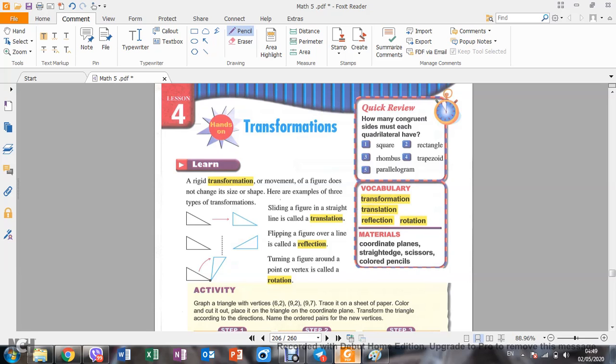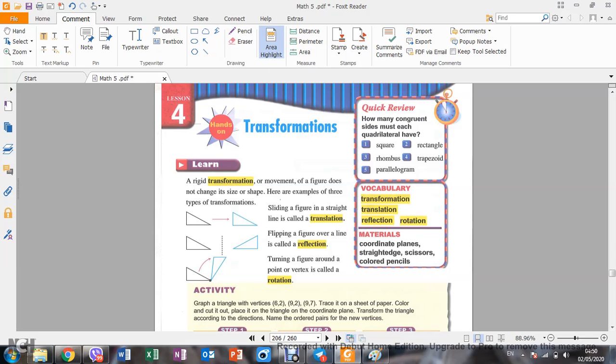What is the meaning of transformation? Transformation means movement of a figure that does not change its size or shape. We only change the place, or we flip the figure, or we rotate the figure, okay? Transformation means we move the figure without changing the shape and the size of the figure. So we have three types of transformation.